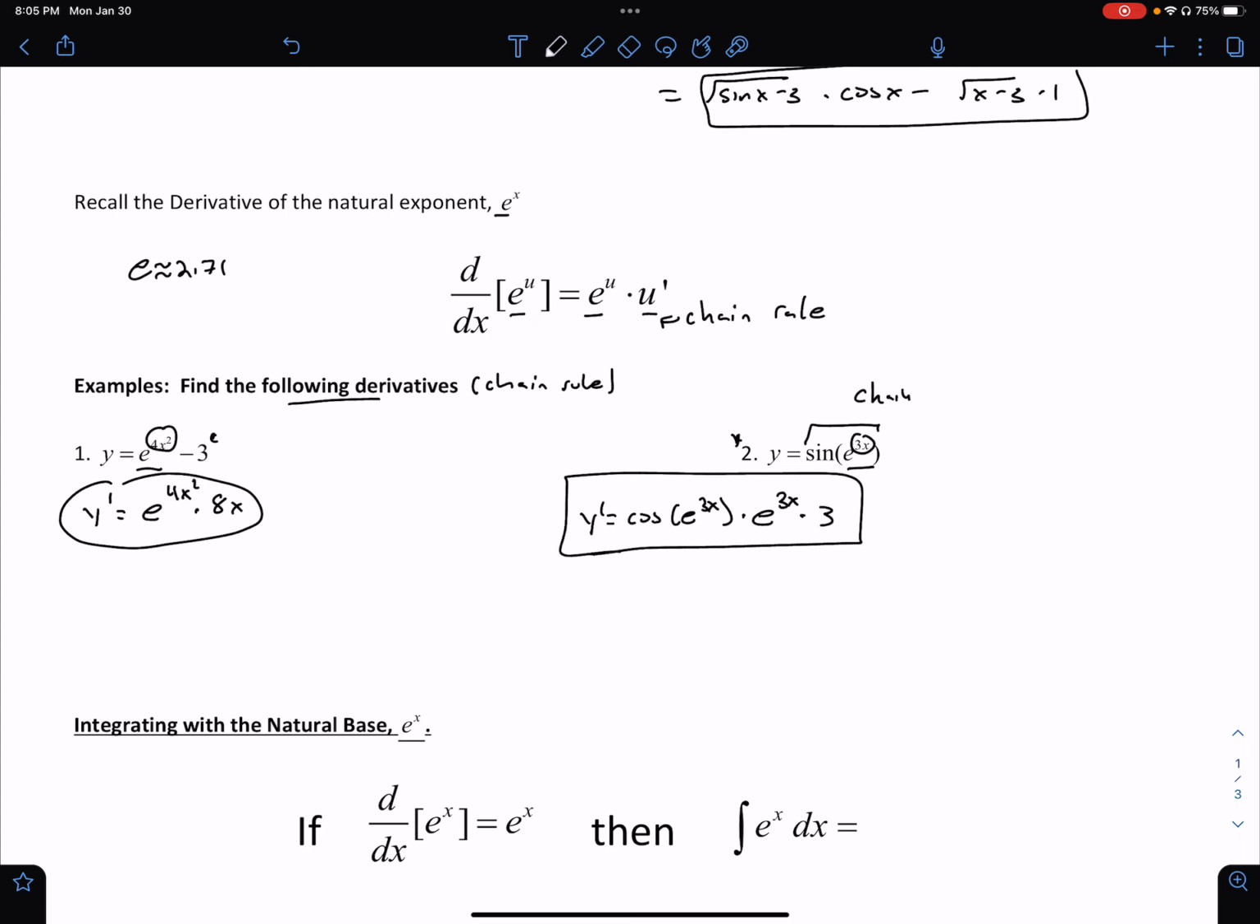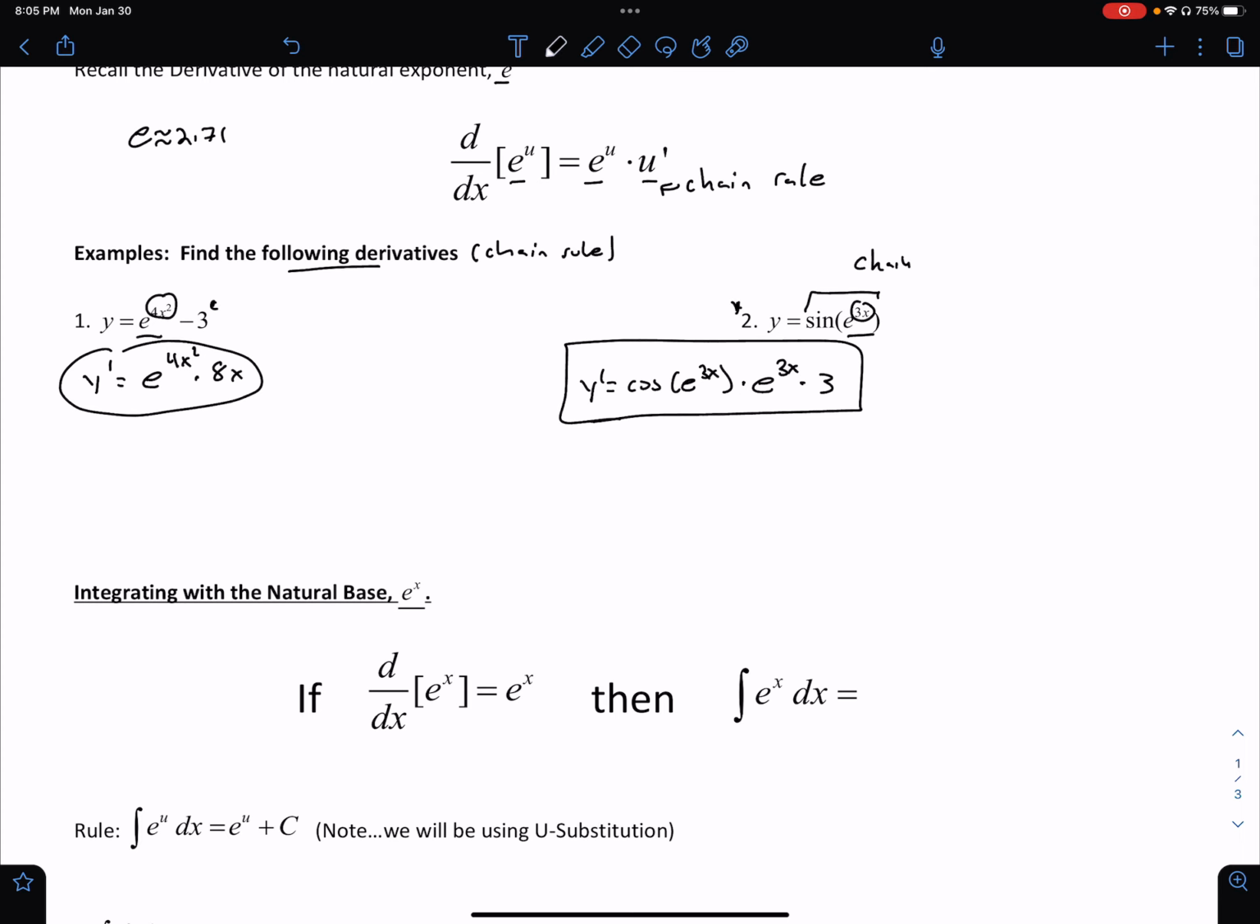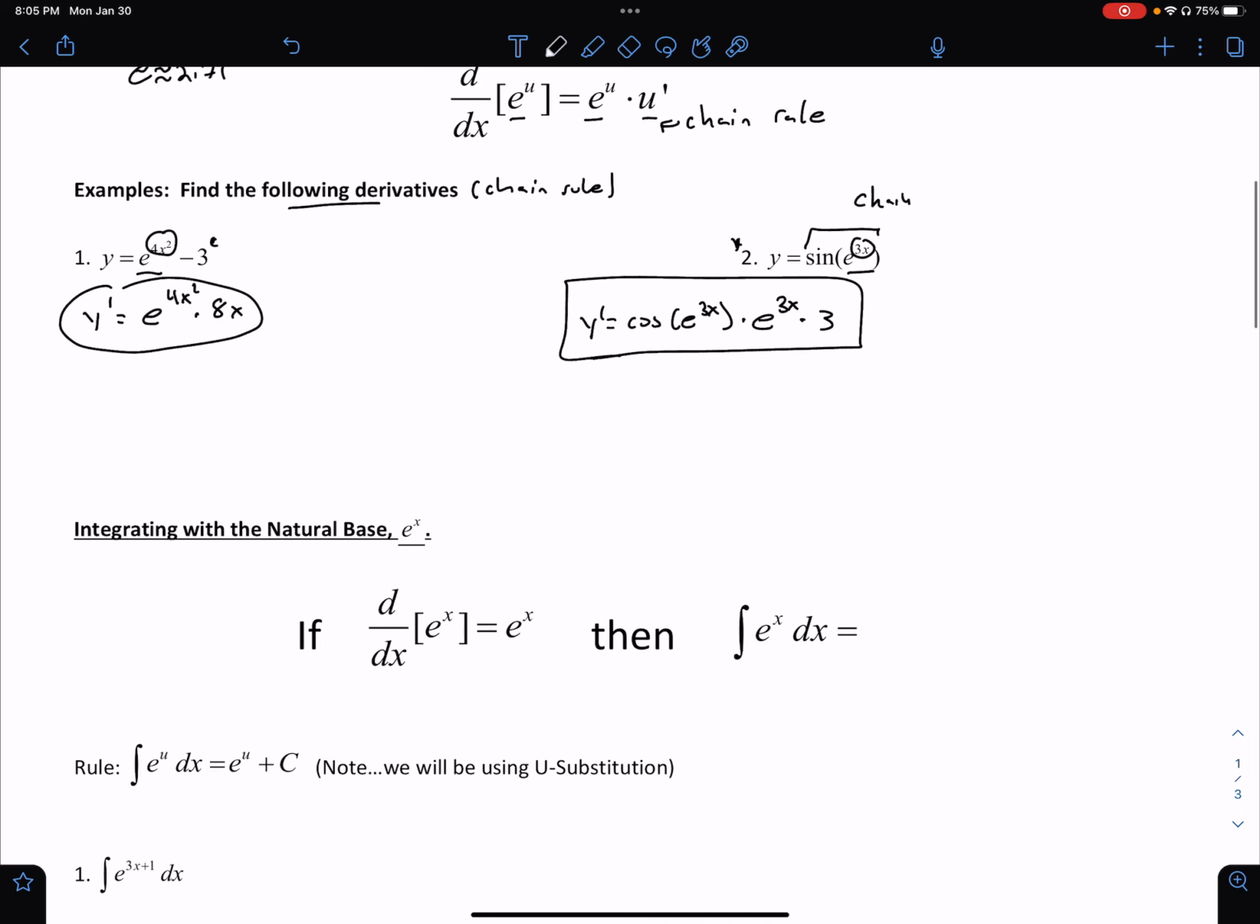When we want to take the antiderivative of e to the x, we just do the exact opposite. So if the derivative of e to the x is e to the x, then our question would be, what's the antiderivative of e to the x? Well, remember, this is just the inverse of the derivative itself. So if our derivative again is e to the x, the antiderivative of e to the x is also e to the x.